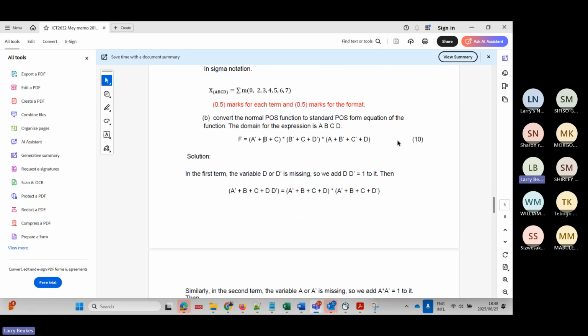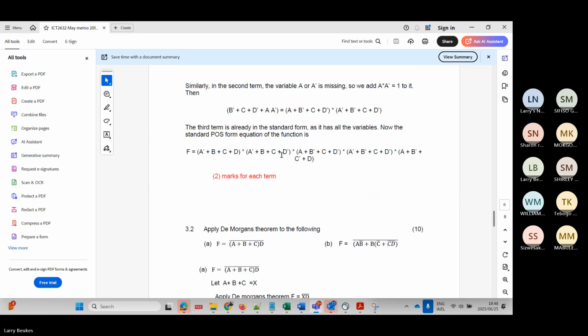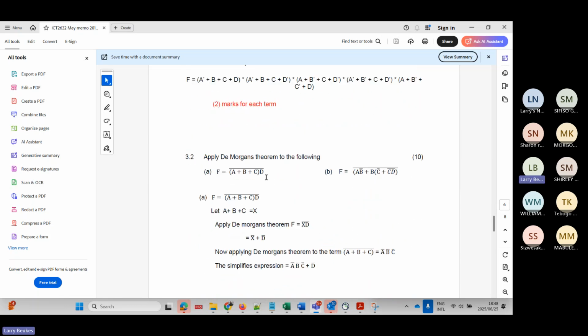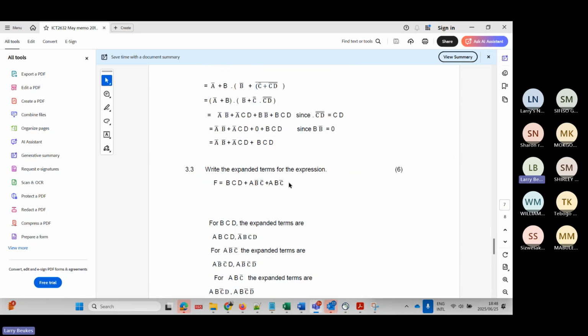So we did that. So you see that can be like 10 marks, right? So that's why the SOP form is also good. You need to know it. So 2 marks for each term. De Morgan, expanded form. So here's the expanded form.